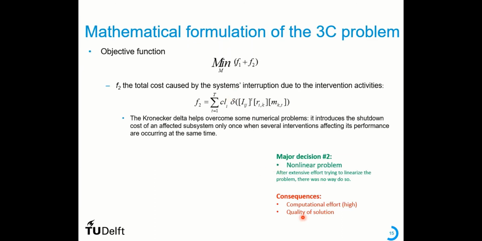As a consequence, of course, our problem became more computationally expensive, requiring more computational effort, and of course, the quality of the solution suffers. Because with a linear problem, you know that the solution is an optimal solution. Now we are no longer sure. Maybe we are sure that it's not the global optimal one. Sorry, it's local.